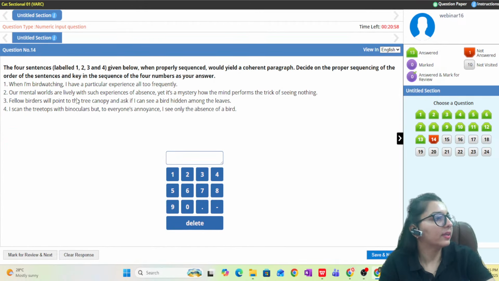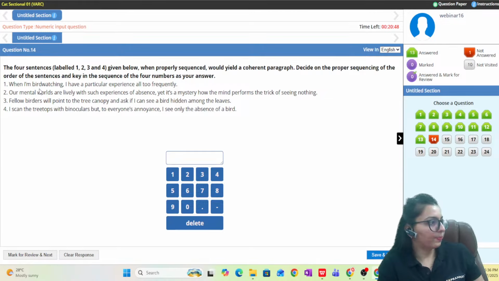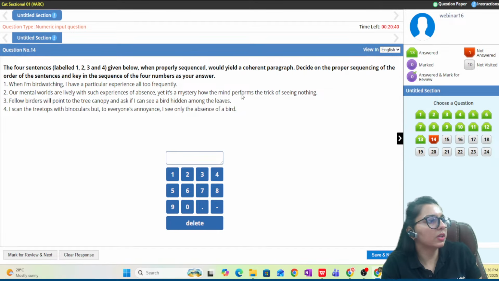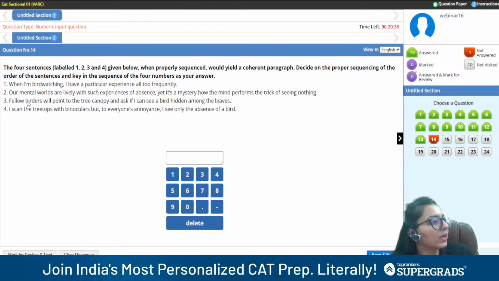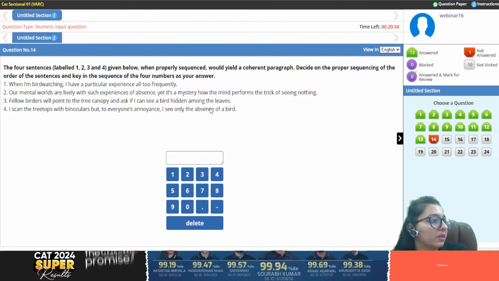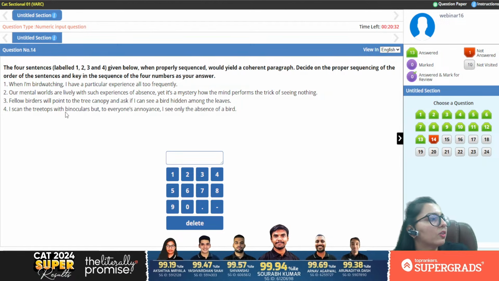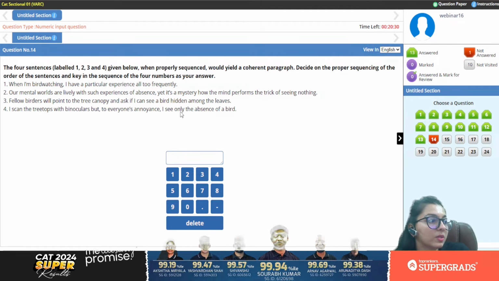Okay, all right. Now, arrange the sentences in a proper sequence and give the answer. Once again, we are back to our parajumbles. So फिर से एक deep breath लेते हैं और फिर चालू करते हैं. When I'm bird watching, I have a particular experience all too frequently. Our mental worlds are lively with such experiences of absence, yet it's a mystery how the mind performs the trick of seeing nothing. Fellow birders will point to the tree canopy and ask if I can see a bird hidden among the leaves.